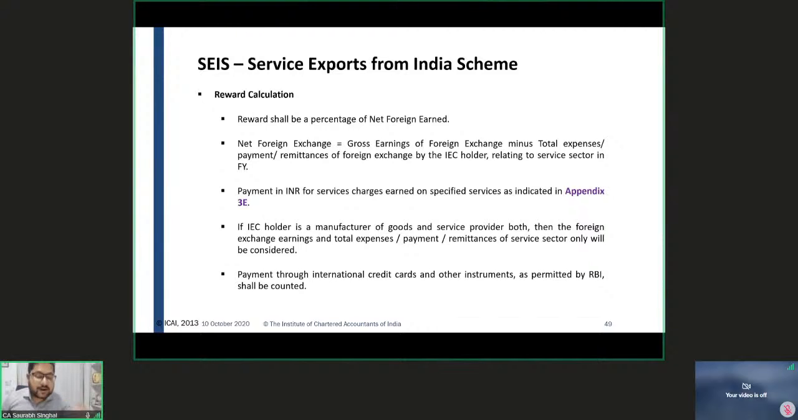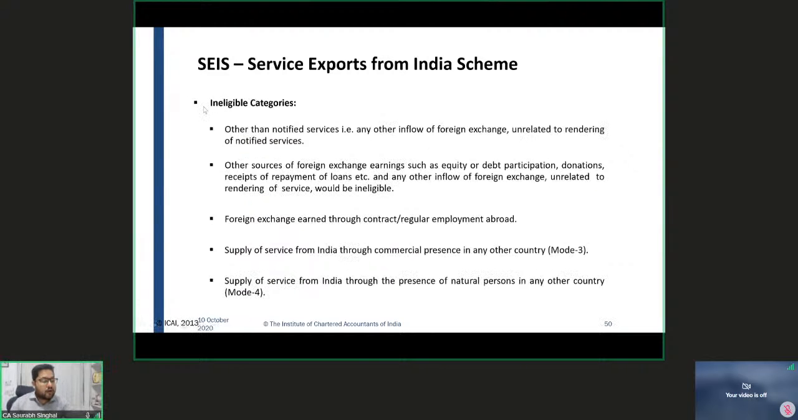Now we have to understand what is net foreign exchange. Net foreign exchange is the gross foreign exchange that you have earned during the year for the notified services provided by you, less the expenses in foreign currency incurred by you. The balance of both of these will be net foreign exchange. And on this net foreign exchange will you be eligible for the SEIS reward rate. Now, what are the various ineligible categories under SEIS reward rates or the SEIS scheme?